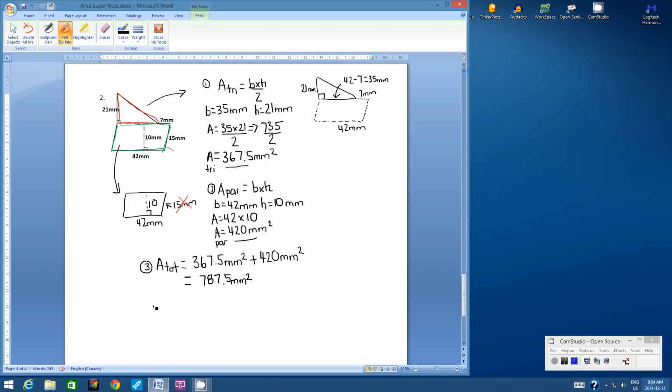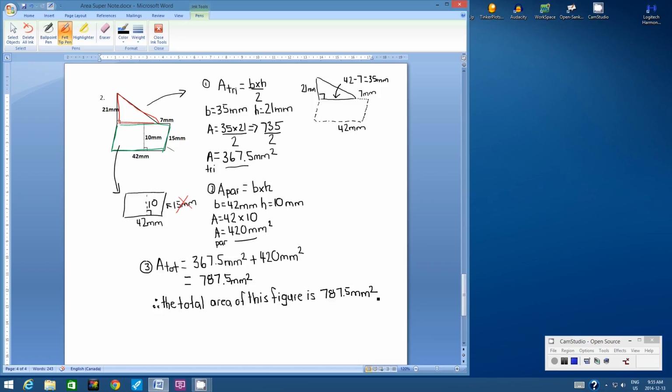Now we write our final statement. Therefore, the total area of this shape or this figure is 787.5 millimeters squared.